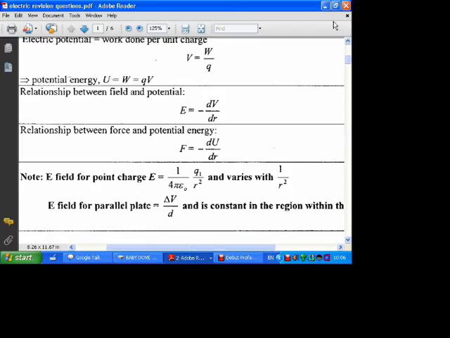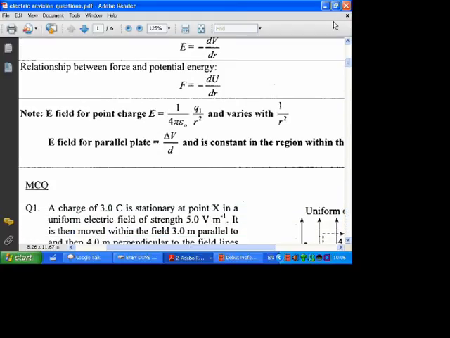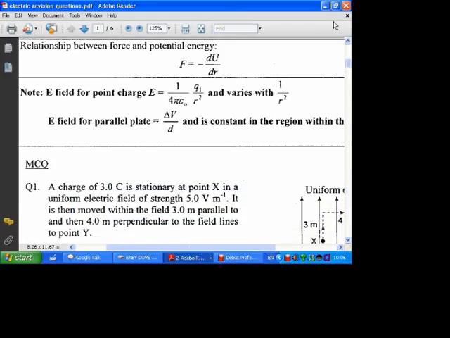Now, when to use Coulomb's law, the inverse square law? Use that when you have a point charge. For the other condition, parallel plate, you just use delta V over d. For this one, you just have to follow dV dr, okay? Okay, let's look at MCQ, the first question.